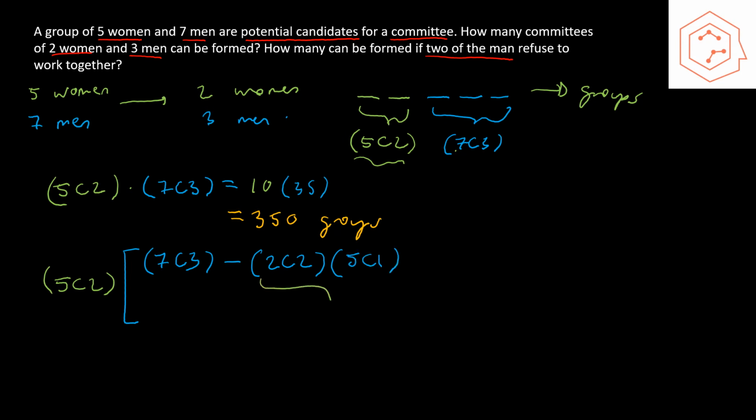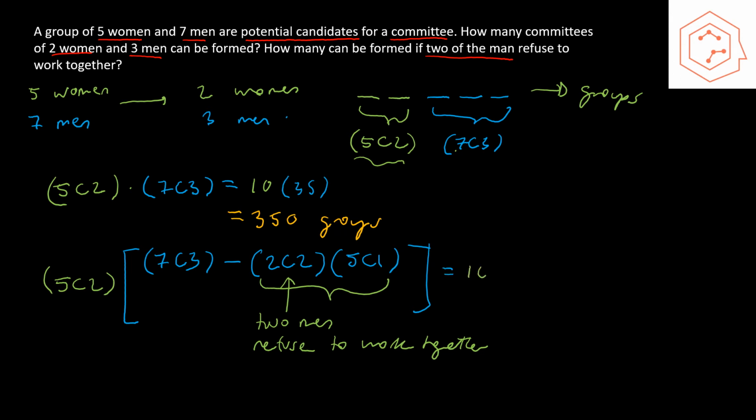So all of the groups that are of this form, where we choose the 2 men that refuse to work together, and then we choose a third man from the remaining 5, these groups are not allowed. We can't use those anymore. So we have to subtract them from the total number of groups we had earlier.